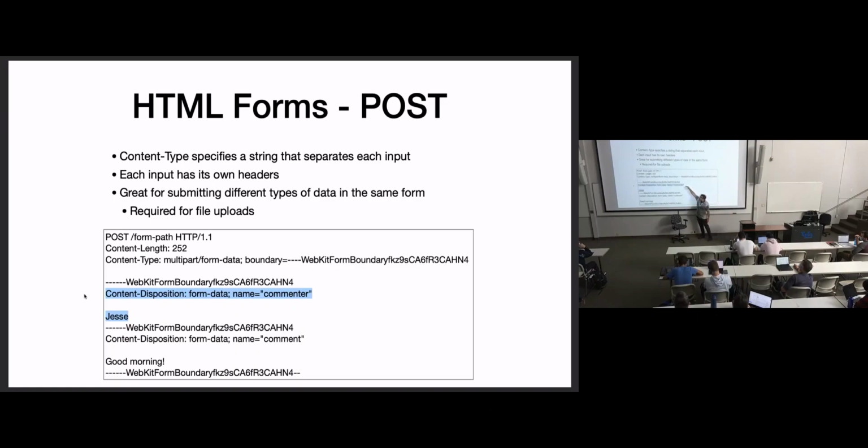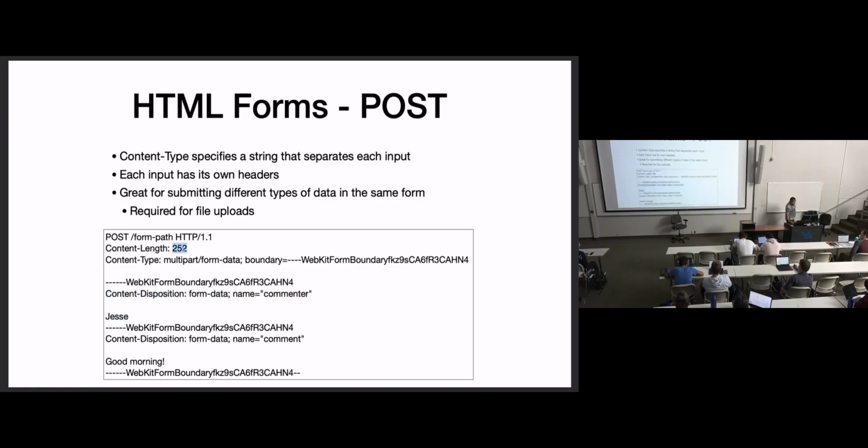So we have any number of headers, except we don't have content type and content length either. We have content disposition, which is similar to content type, but it's going to tell us the name of the field that we're parsing to. So it gives us the type of the information and the name from the input from which it came. So here, our commenter field, I entered Jesse. Headers, blank line, content. We don't have content length here because we don't need it, because the content ends next time we see the boundary.